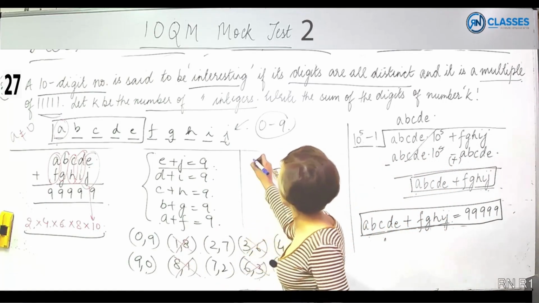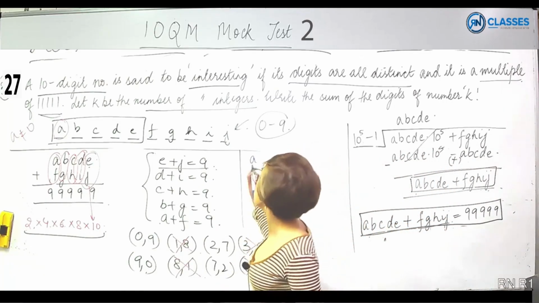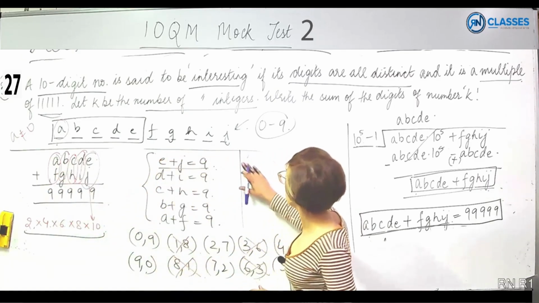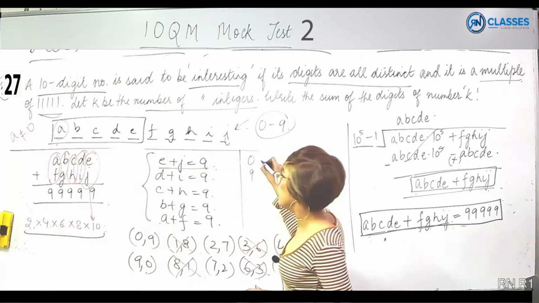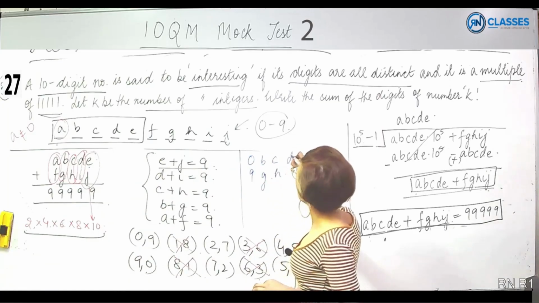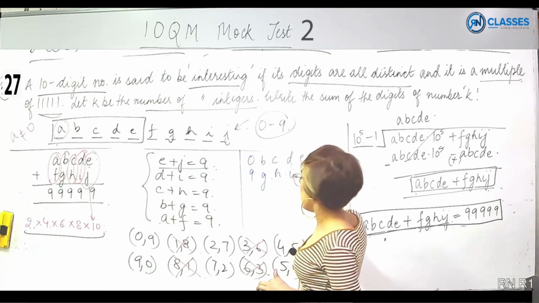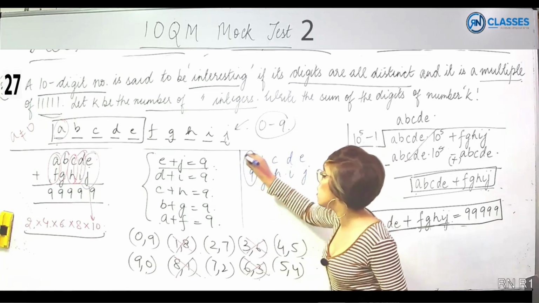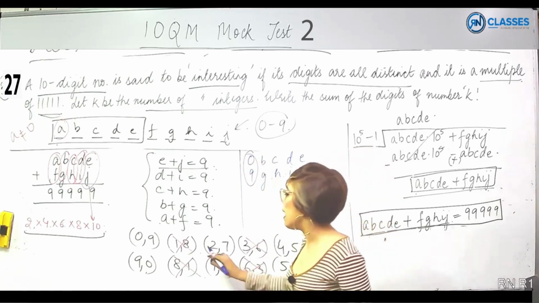When A is 0, right? Now if A is 0, F has to be 0. So that means you have taken the case of 0 and 9. And then BG as it is. Then CH as it is. Then DI as it is, and EJ as it is. Right? Now let's see how many cases would be there. Now this is fixed. Now BG. Now 0 and 9 have been fixed.